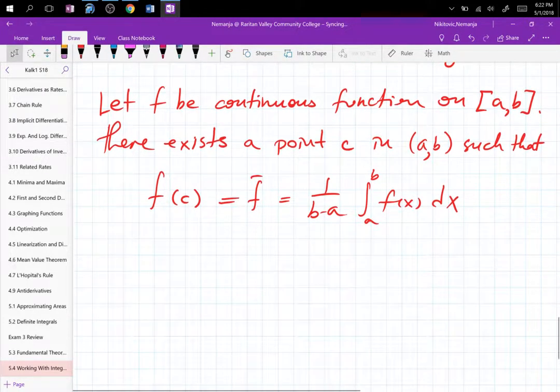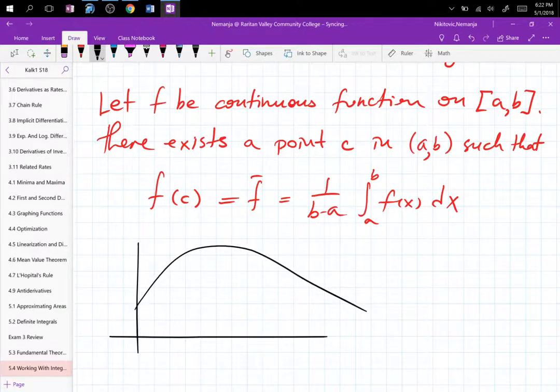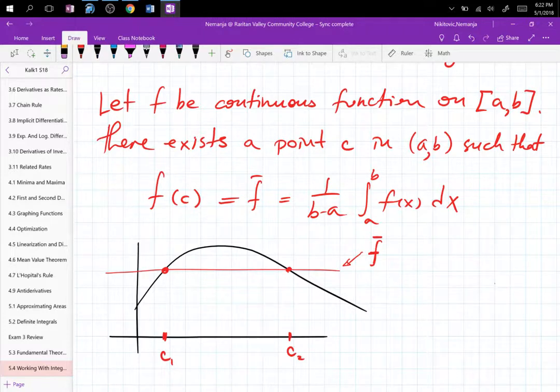Now, for the picture I had earlier, with the average, let's say, over here, for this point here, this is a C. For this point here, this is another C. So C1, C2, and so on. So how many can you have? I'm just going to leave it there.